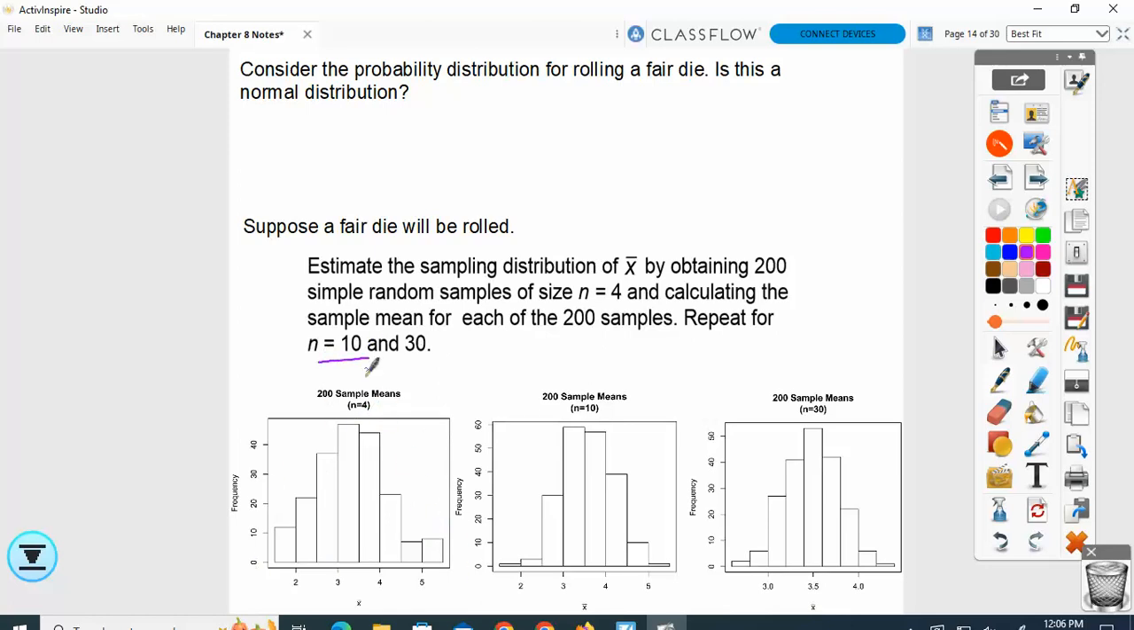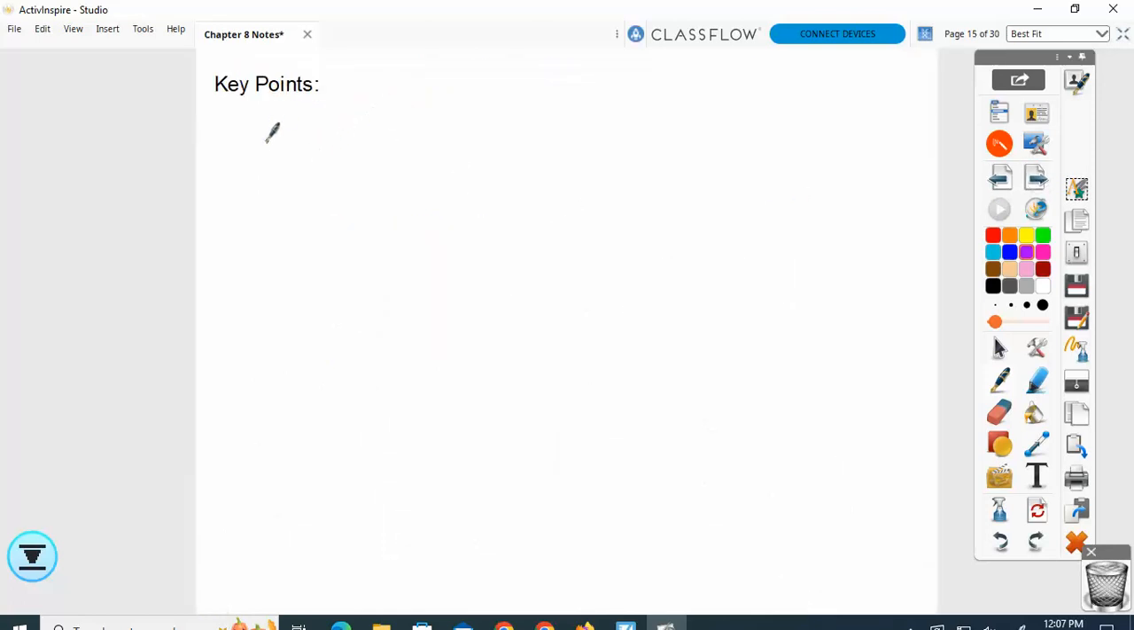Okay, the next one is if I roll it 10 times, get the mean, and I repeat that 200 times. It's even more normal. Or if I roll 30 times and get the mean, it's even more normal. So it turns out as we do this, as our samples get bigger, the sample means will be normal, even if the original data was not. So the key things here: the mean of the sample mean is always the population mean. Standard deviation of the sample mean is the population standard deviation divided by the square root of n.